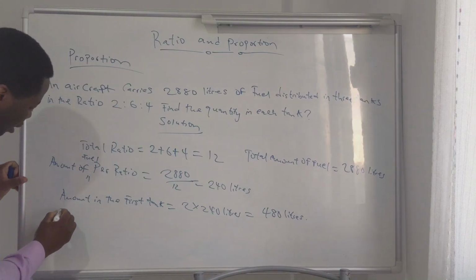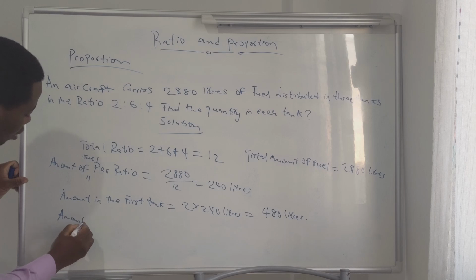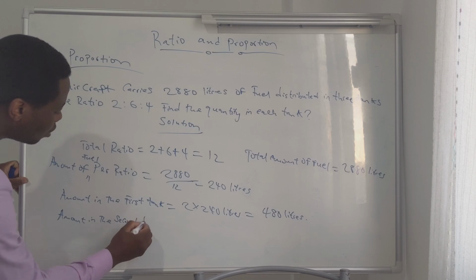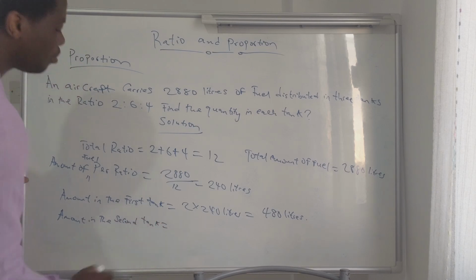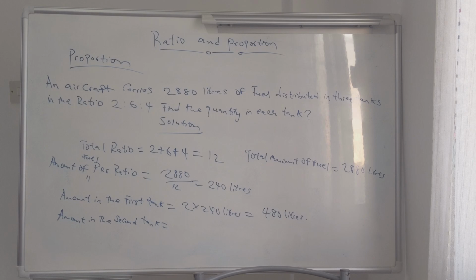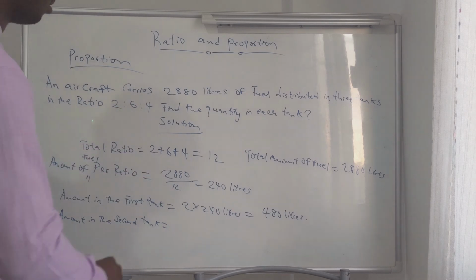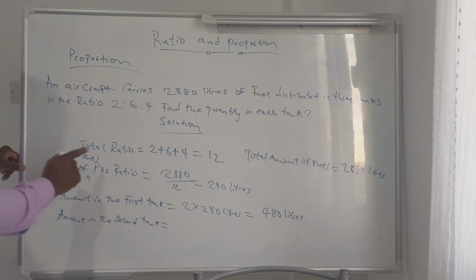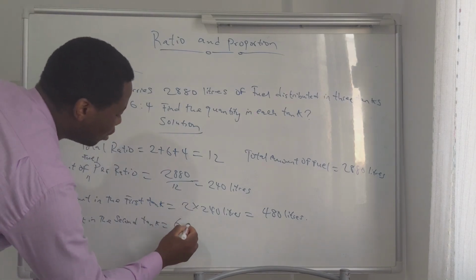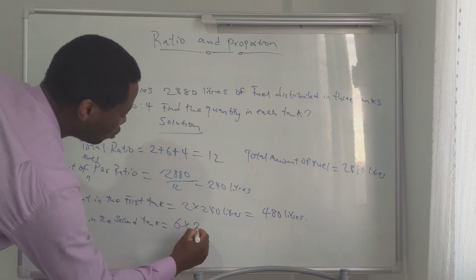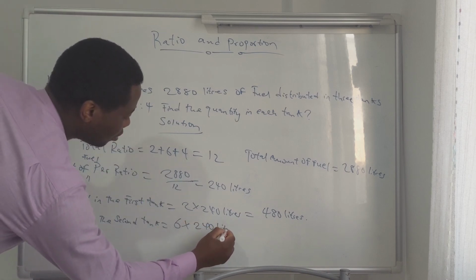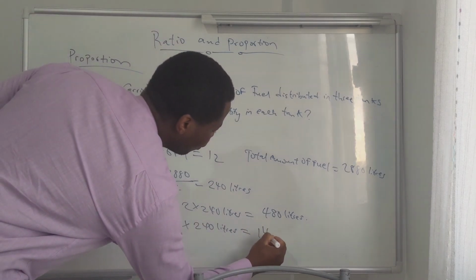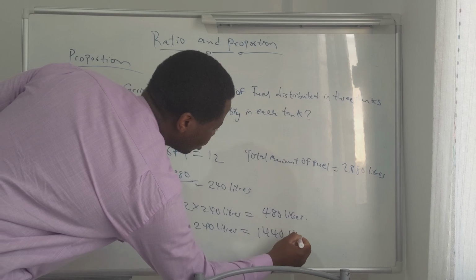Now, the amount in the second tank. What's the amount in the second tank? It is 6 multiplied by the amount per ratio. So that's 6 multiplied by 240 liters, which is equal to 1,440 liters.